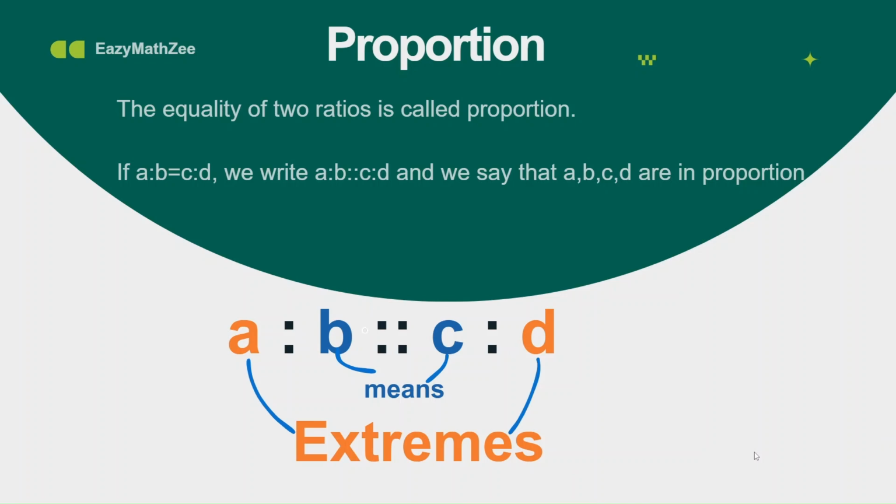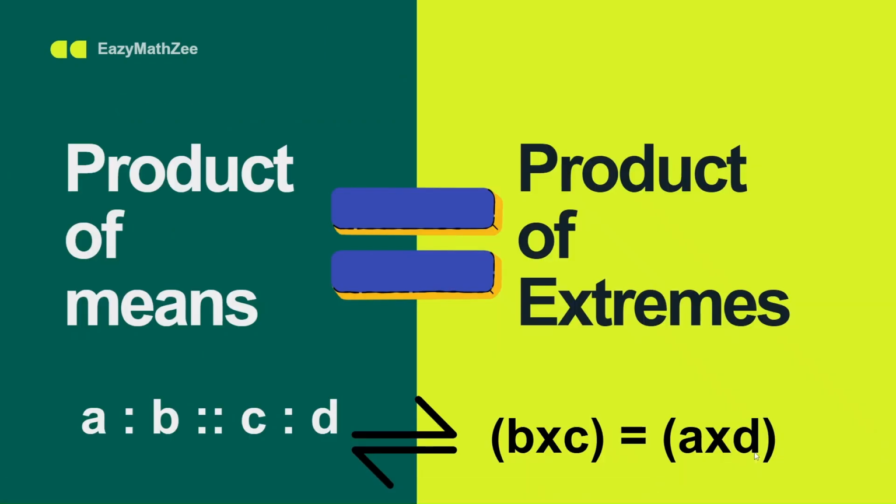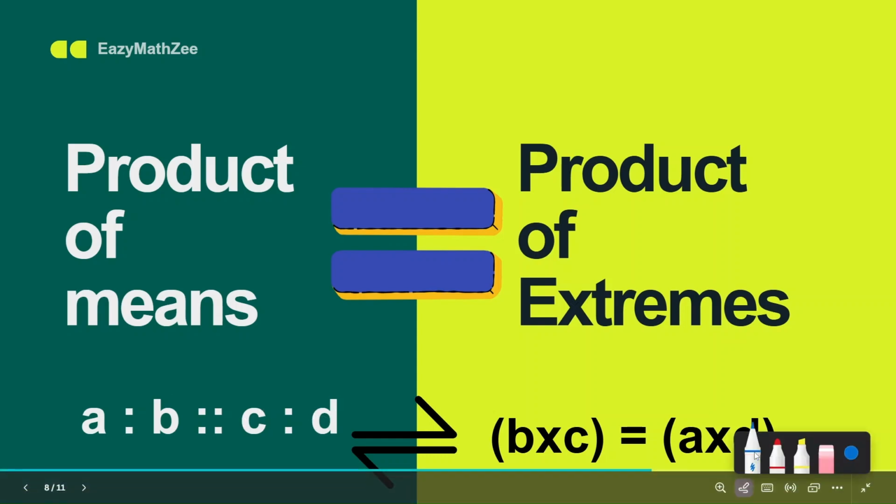So first we should know what are means and what are extremes. B and C are means, that means they are in the middle. A and D are in the corner, that means extremes. They are called extremes. Product of means is equal to product of extremes. That means if A is to B proportionate to C is to D, then the product of means, that is B into C, is equal to A into D.